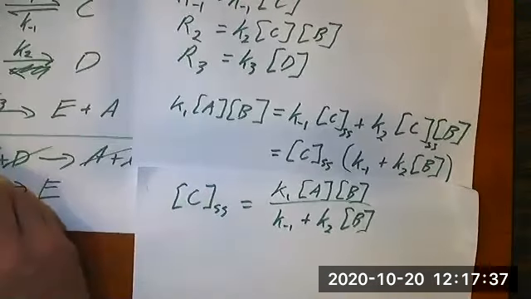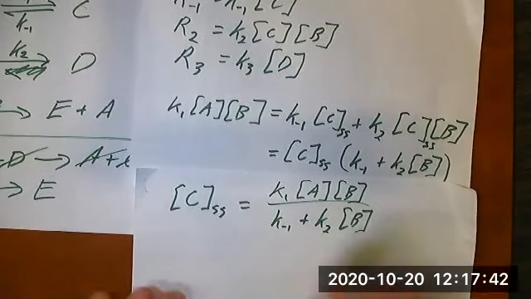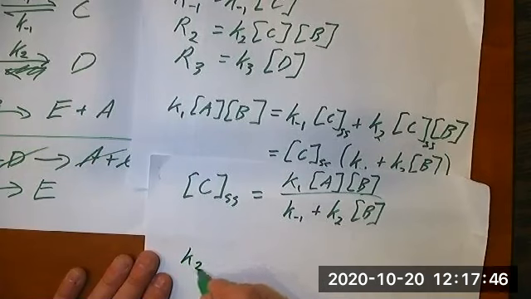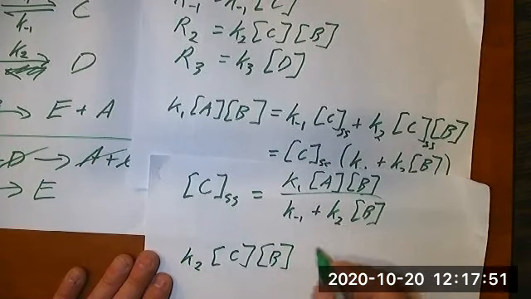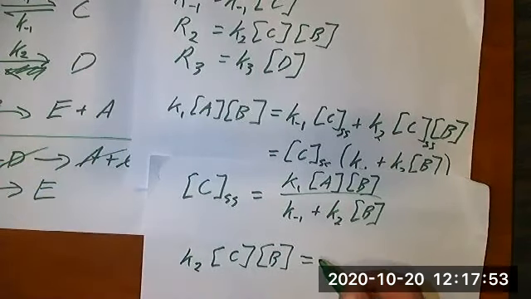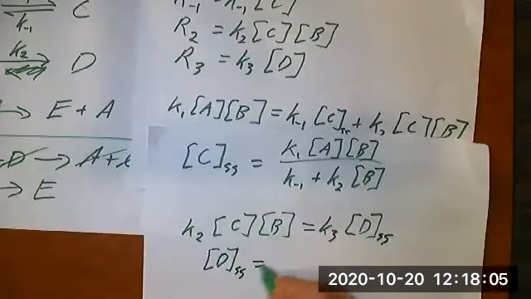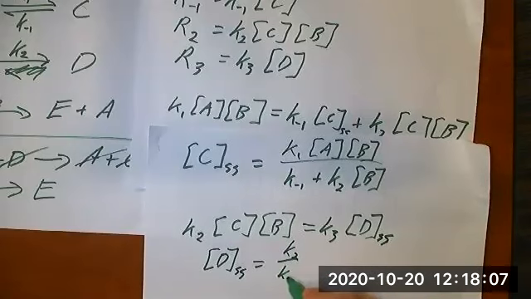We also need to look at our D concentration as a steady state. So we have the rate of formation of D, which is going to be k2 concentration of C concentration of B, is going to equal the rate of destruction of D, which is going to be k3 times concentration of D. Now that's our steady state. So our concentration of D steady state is going to be k2 over k3, concentration of C, concentration of B.